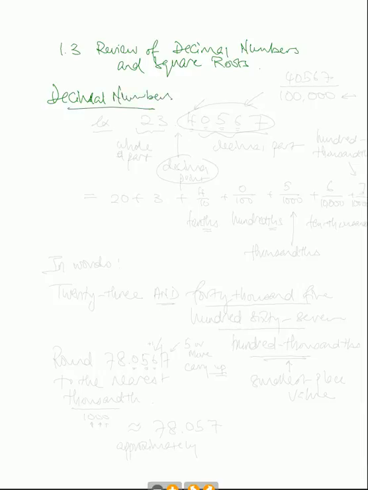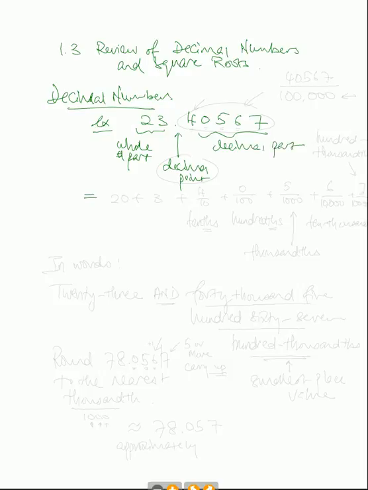Decimal numbers. So take for example, if you have the number 23 point, let's say, 40567. What is before the decimal point? The dot is what we call the decimal point, and what's before it is the whole number part. The part after the decimal point is what we call the decimal part.